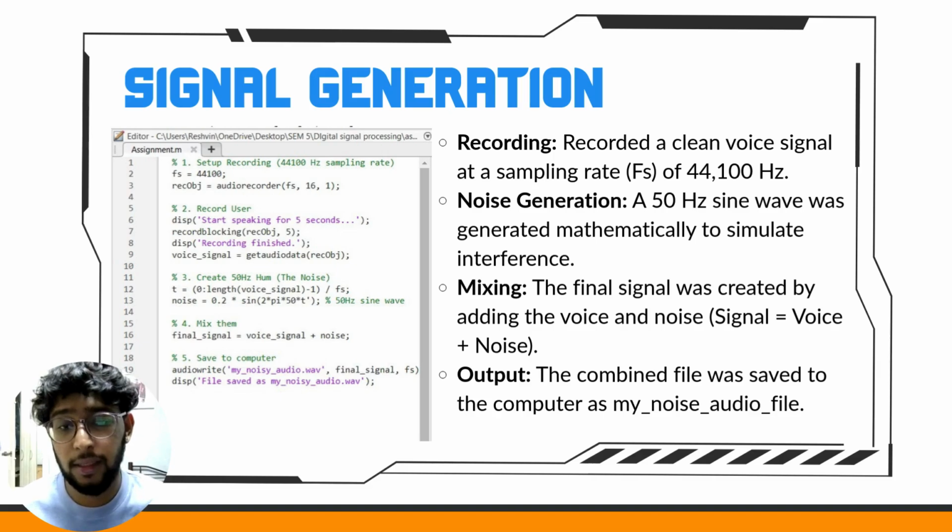After that, the mixing: the voice that you recorded and the 50 hertz hum get combined together. So the output would be whatever your recording is for the 5 seconds, and also a 50 hertz hum. So the audio would sound very noisy.